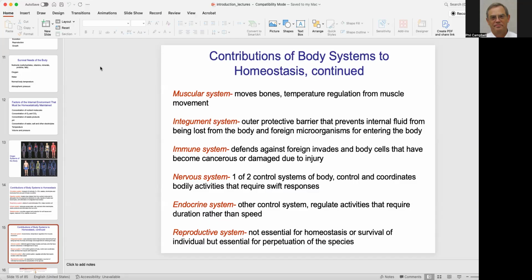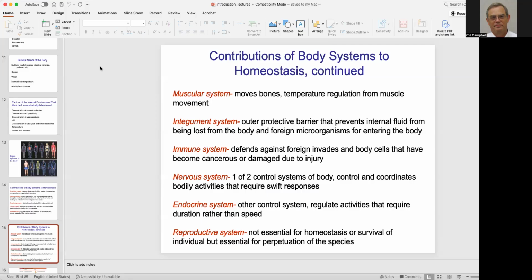Next, integument, that's the skin. The immune system is designed to protect you against foreign invaders. These are microorganisms, for example, that want to eat you. Their job is to keep that from happening. They also have a job of removing dead cells or aberrant cells in your body, so they protect from inside and from outside.